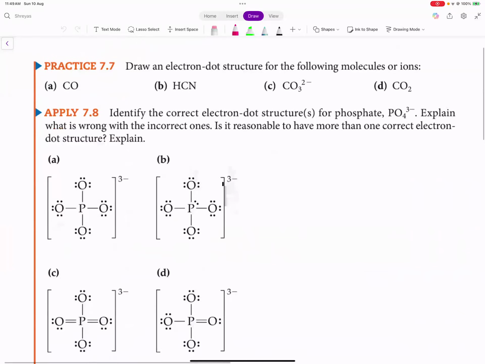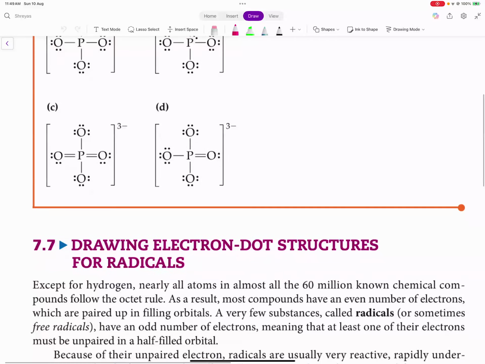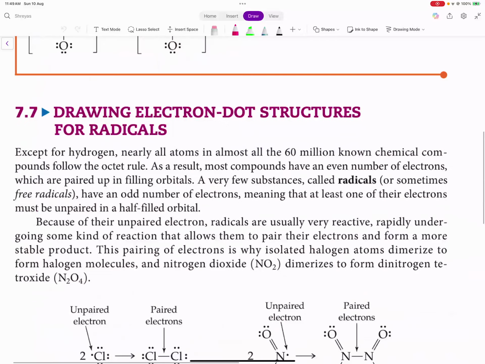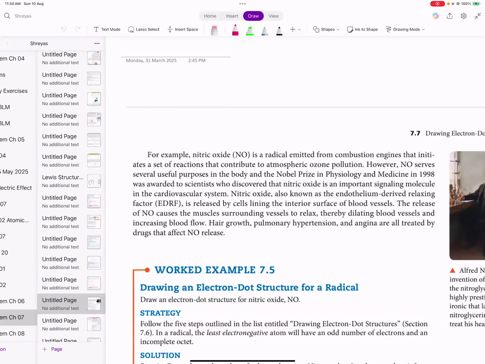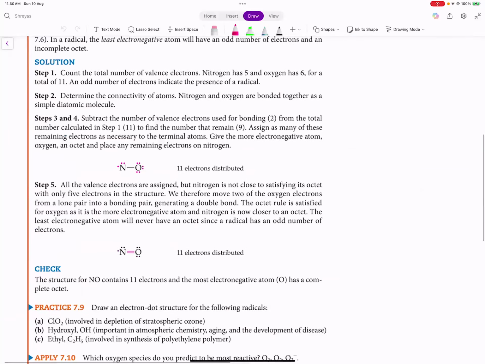We have done these already. For radicals, we do the same thing. Radicals means something which has unpaired electrons. The same thing goes on. We distribute the electrons. Now just go through this and try to do 7.9. Sir, isn't it the same way? It is.